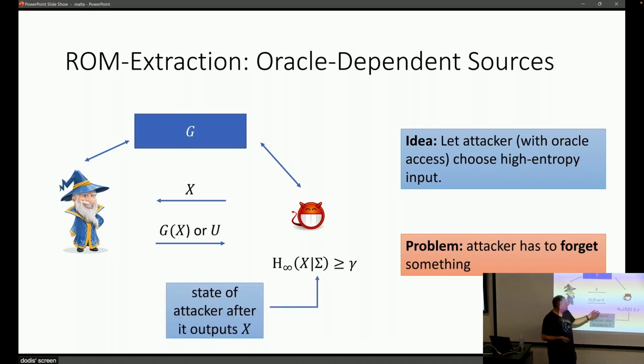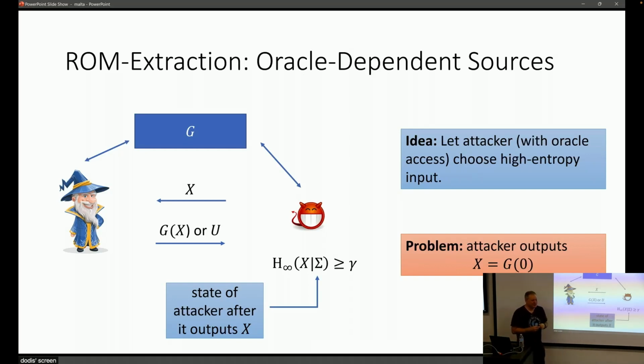So let's say the attacker outputs the source and then has to shrink its state, or forget something, and the source still has conditional entropy given the attacker's state. This also doesn't work, for many reasons. For example, the attacker doesn't even need to make any random oracle queries. He says G of 0 is going to be my source, and I forget everything about it, but then later query G of 0 and get it.